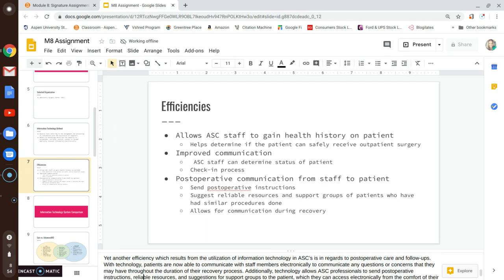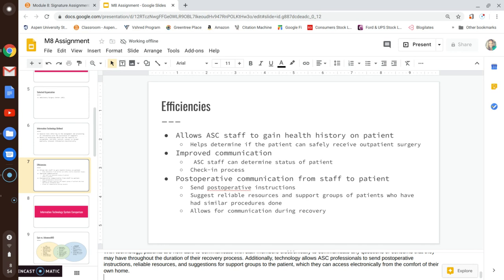Yet another efficiency which results from the utilization of information technology in ASCs is in regards to postoperative care and follow-ups. With technology, patients are now able to communicate with staff members electronically to communicate any questions or concerns that they may have throughout the duration of their recovery process. Additionally, technology allows ASC professionals to send postoperative instructions, reliable resources, and suggestions for support groups to the patient, which they can access electronically from the comfort of their own home.